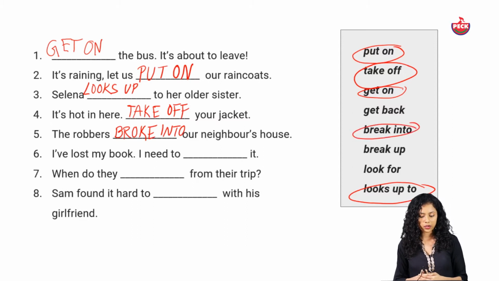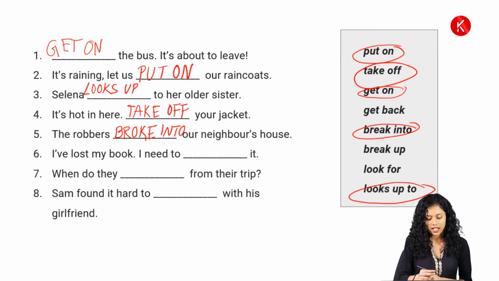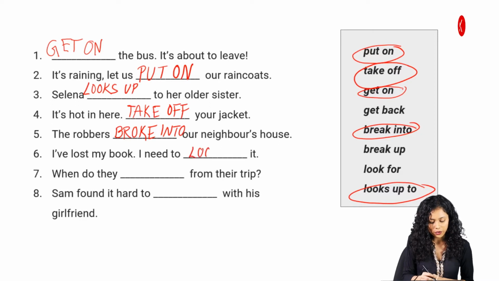I've lost my book. I need to blank it. So what would you do to something that's lost? You would find it. And to find it, you need to search for it. So the phrasal verb to search for something is look for. So the sentence would be, I need to look for it.